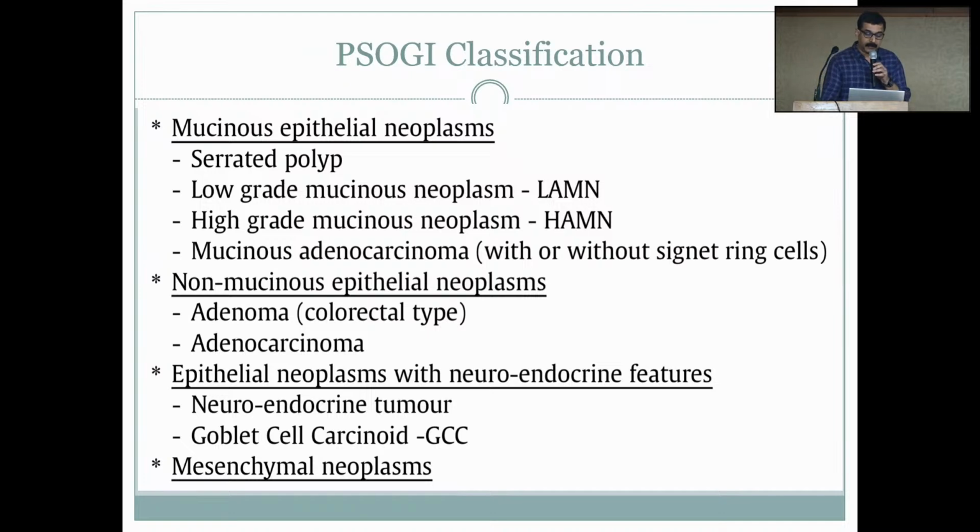This is the Peritoneal Surface Oncology Group classification. It classifies mucinous epithelial neoplasms into serrated polyps, low-grade mucinous neoplasms called LAMN, high-grade called HAMN, and mucinous adenocarcinoma with signet ring cells. Then come the non-mucinous tumors like adenoma and adenocarcinoma. Then the neuroendocrine tumors, with one more aggressive variant called goblet cell carcinoid, and then other mesenchymal tumors. So this is the commonly accepted classification of tumors in the appendix.